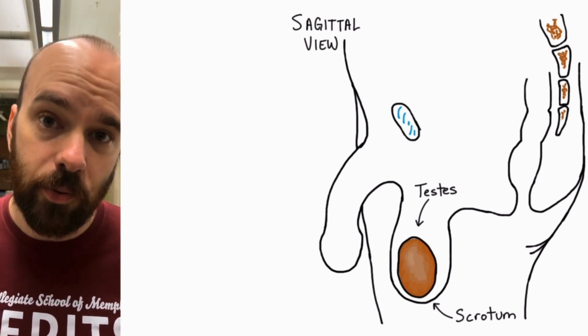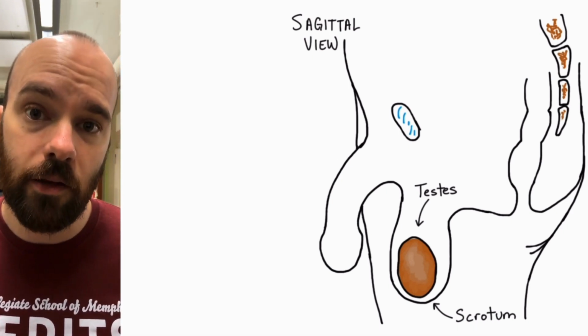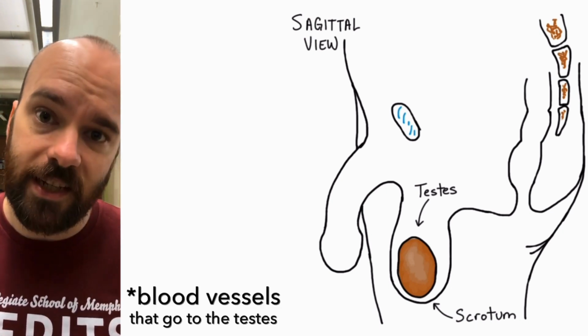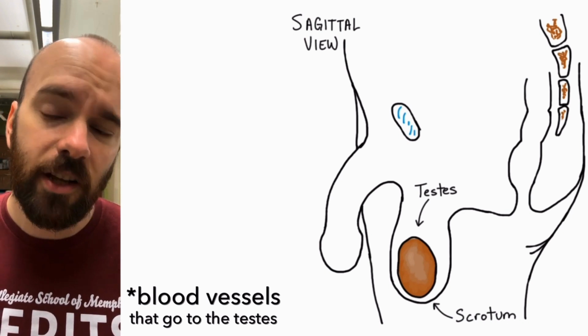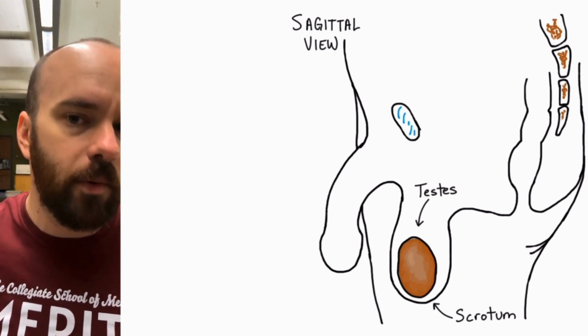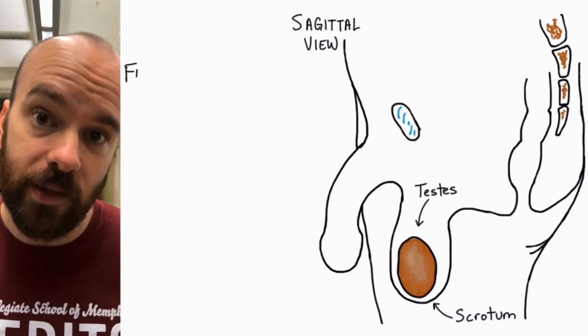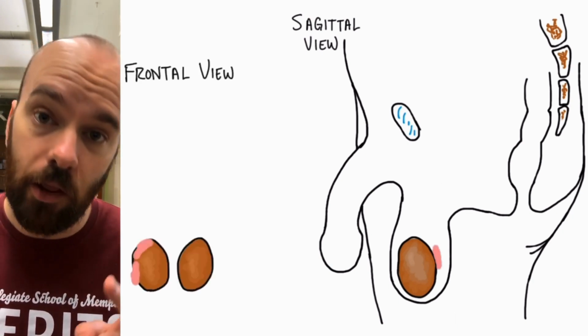The testes also produce testosterone, the primary male sex hormone. They're not drawn in the diagram, but there's lots of blood cells that go to the testes. And whenever the testes produce testosterone, it's not going to go through the other tubes that I'm about to talk about. The hormone will travel directly into the bloodstream straight from the testes. The sperm cells, however, follow a different path.